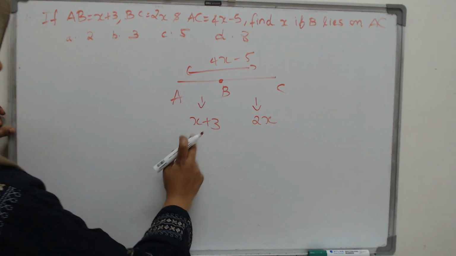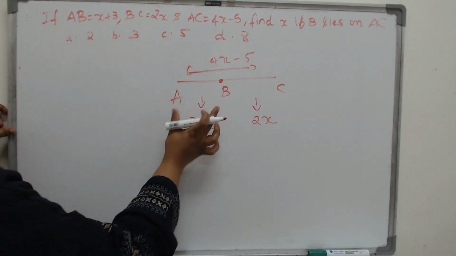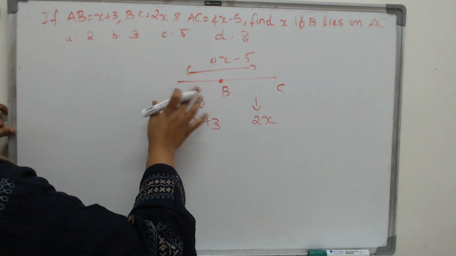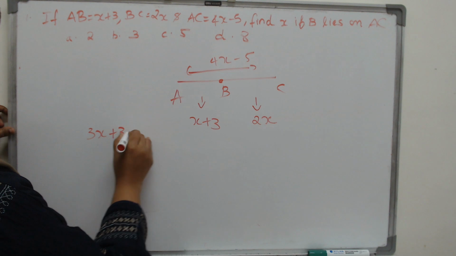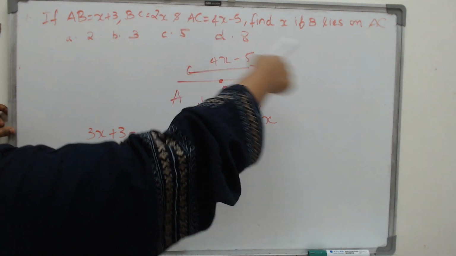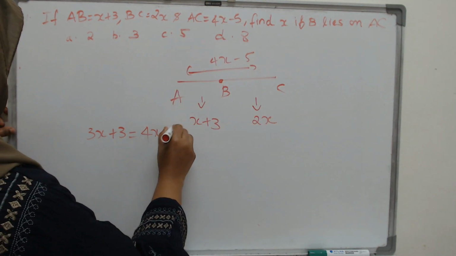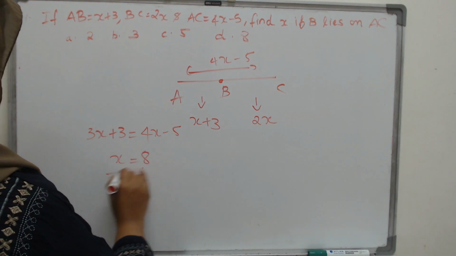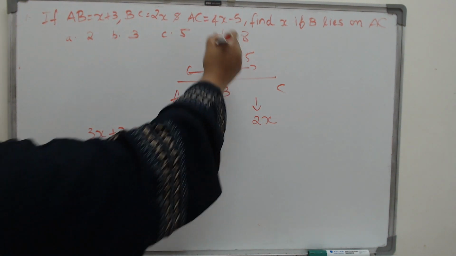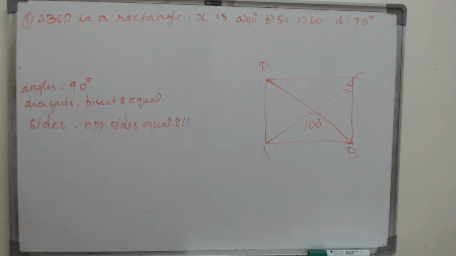These two added should give you this, right? AB plus BC should give you AC. Add these two, you will get 3x plus 3. That should be equal to the whole length, which is 4x minus 5, which means x is equal to 8. So the value for x is 8. So this is your correct answer. Now we come to our last question. What are we given? We are given a rectangle.